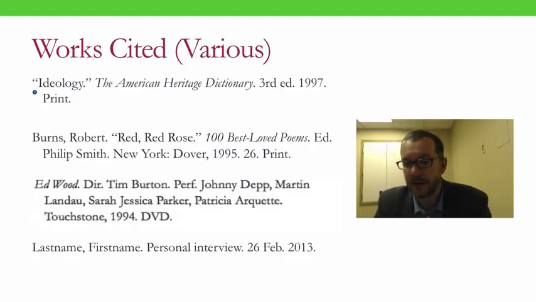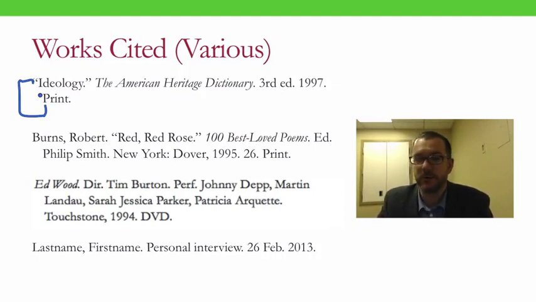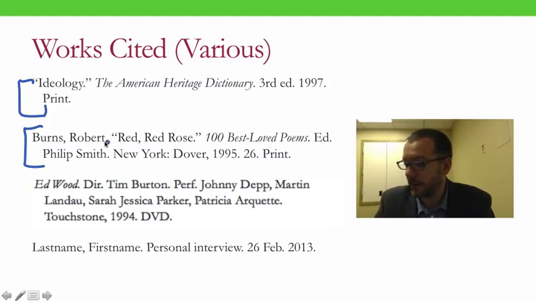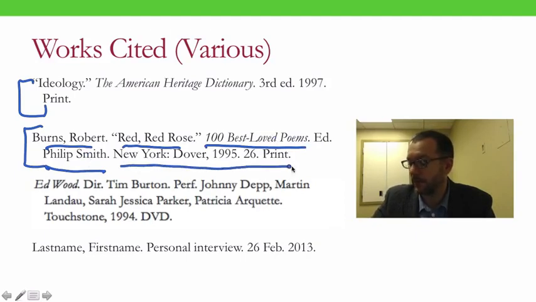Some other examples of different types of works cited. An entry from a dictionary. Here we see that the title of the entry is the primary unit, not the author. A poem in an edited collection. So here we have the poet, the name of the poem, the name of the book in which it appears, including the editor, and of course the city, publisher, year of publication, and the page number in which the poem appears.